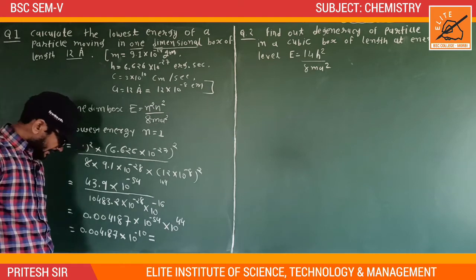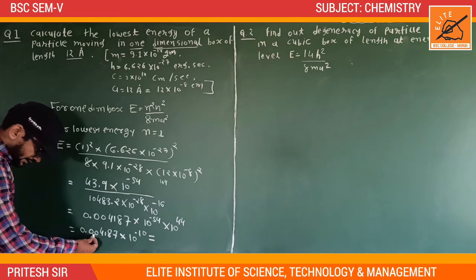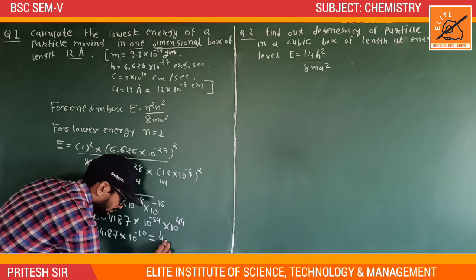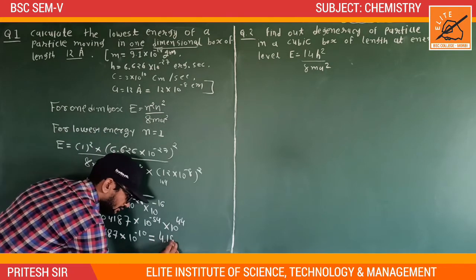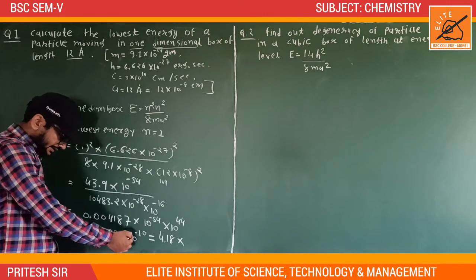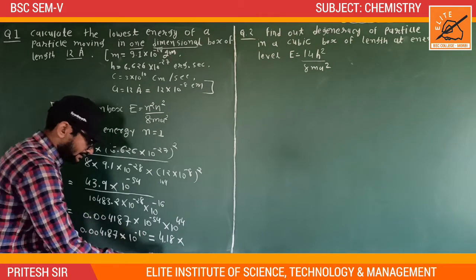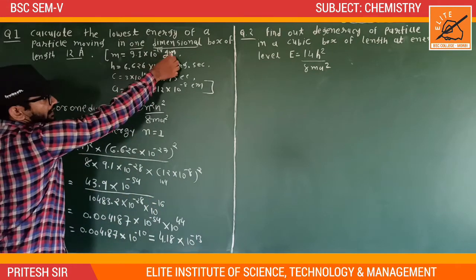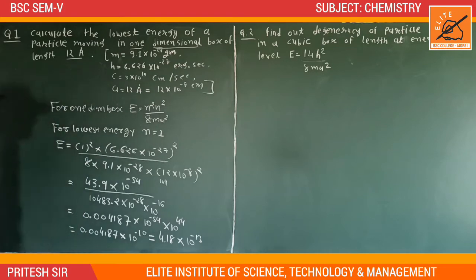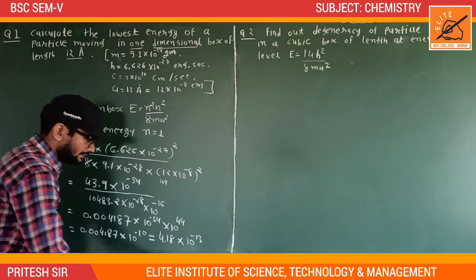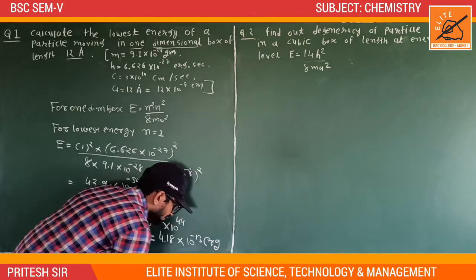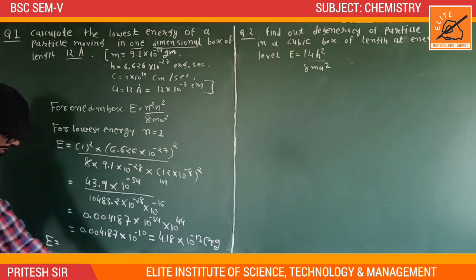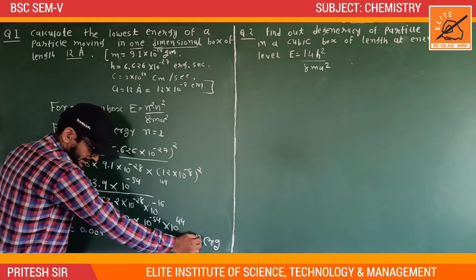For the final answer, I move the decimal point three places to the right, so the power will decrease, giving 10 to the power minus 13. Here all units are in CGS, meaning centimeter, gram and second, so the final answer of energy will be in erg. So the final E is equal to 4.18 into 10 to the power minus 13 erg.